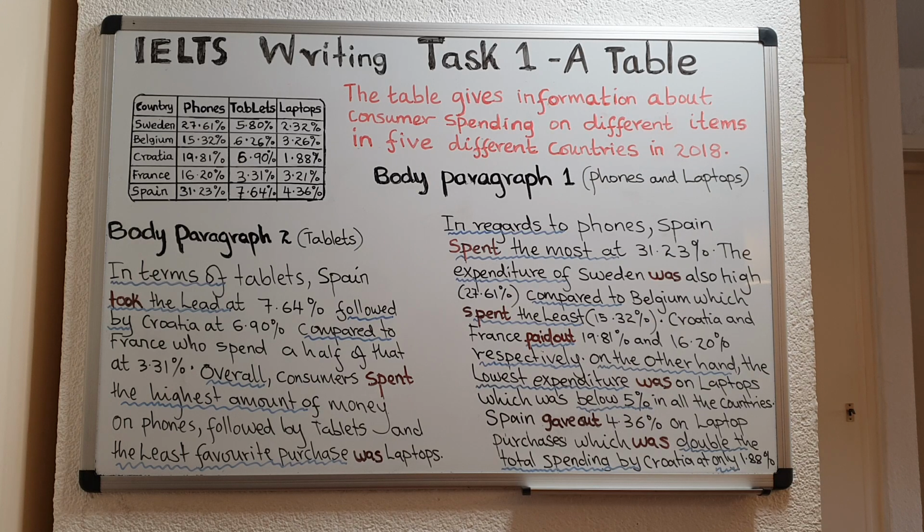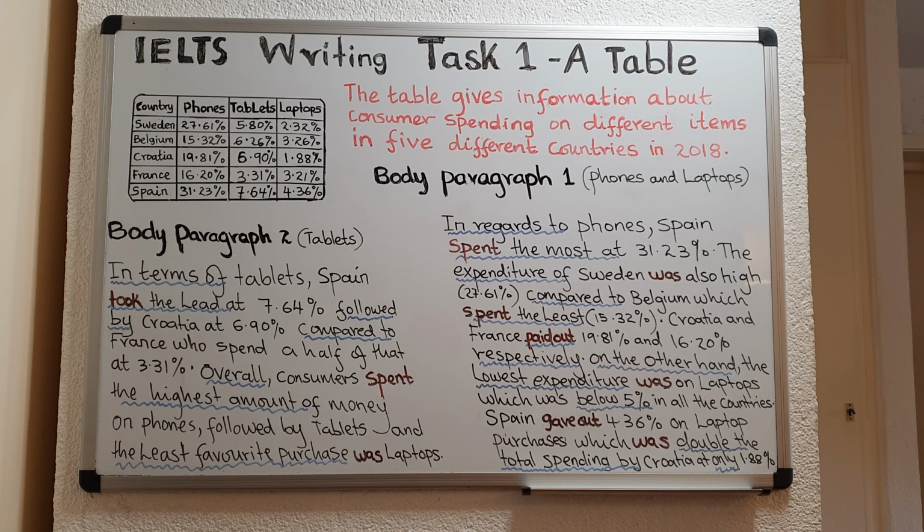Now, let's look at how do you write paragraph 1 and paragraph 2. How do you decide what you're going to put in each paragraph? The answer to that question is you have to look at the data items and you have to divide that into two. In our case, we have phones, tablets, and laptops. So I'm going to divide those items into two. In the first paragraph, I'm going to talk about phones and laptops. And in the last paragraph, I'm going to talk about tablets.